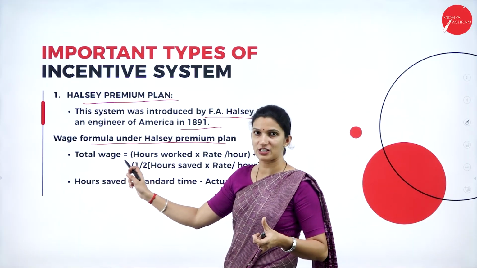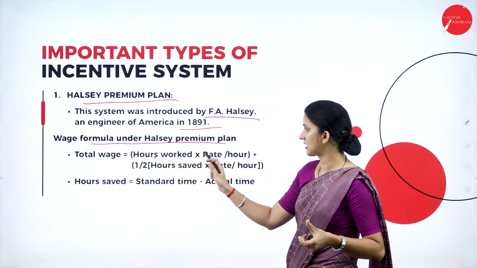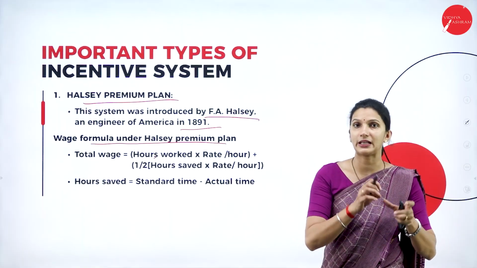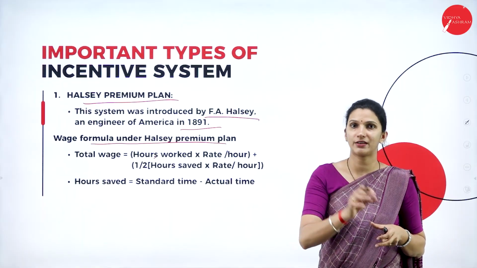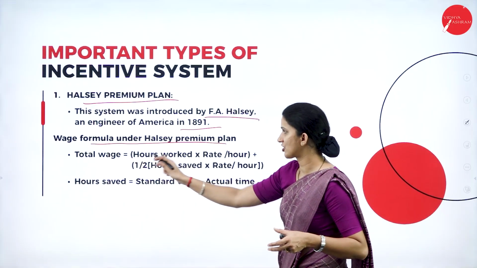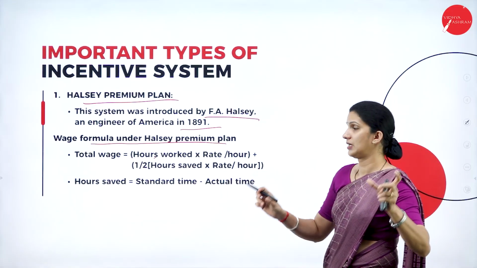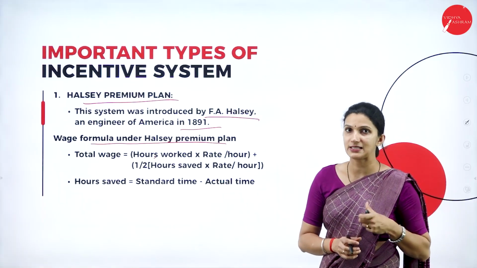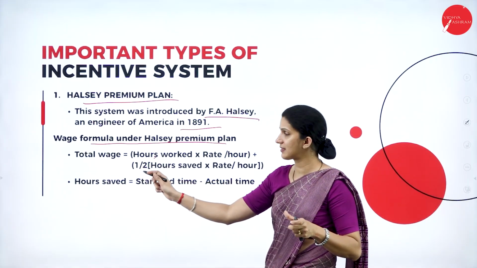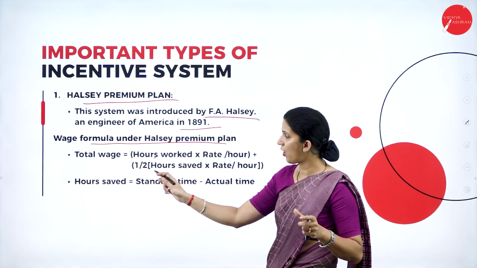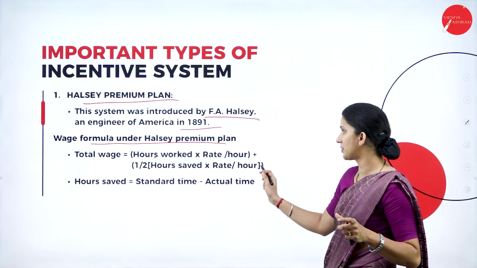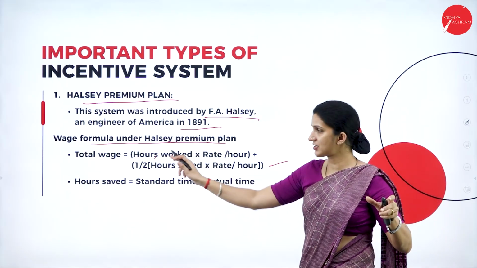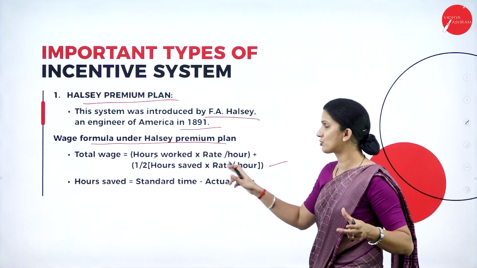Your total wage is equal to hours worked into rate per hour. The first section is the actual hours worked by the worker into the rate, the amount they are given for 1 hour of work. That is one section, hours worked into rate per hour. Plus the bonus, or the incentive, given to the worker. How to calculate that incentive? Your incentive is half, that is 1/2 of hours saved into rate per hour. This will be the bonus part. And this is the basic wage, based on the hours worked into rate per hour.